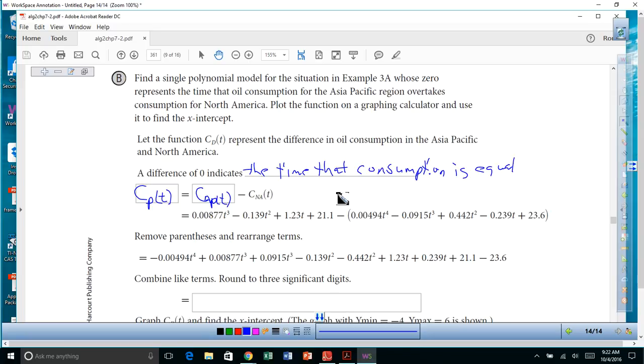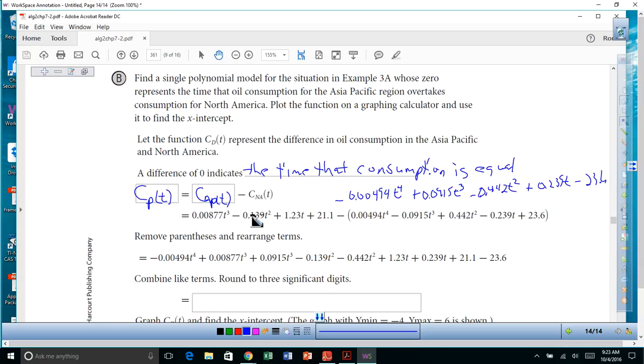So if this is this, I'm going to distribute the negative. That's going to be minus 0.00494 t to the fourth. Negative times, that's going to be plus 0.0915 t to the third. That's going to be minus 0.442 t squared. That's going to be plus 0.239 t, and it's going to be minus 23.6. All right.